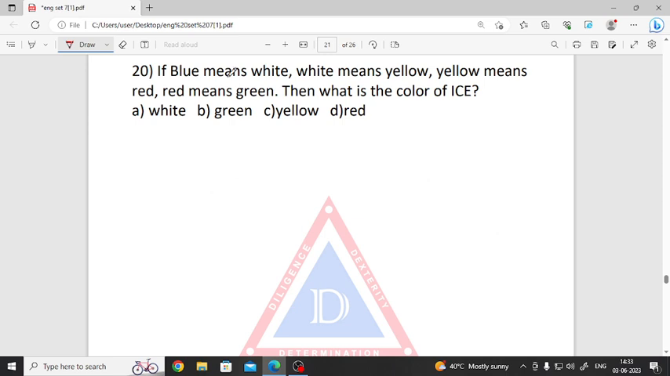Okay, next one. It is given: if blue means white, white means yellow. I'm just writing it. Blue means white. White means yellow. Yellow means red. And red means green.